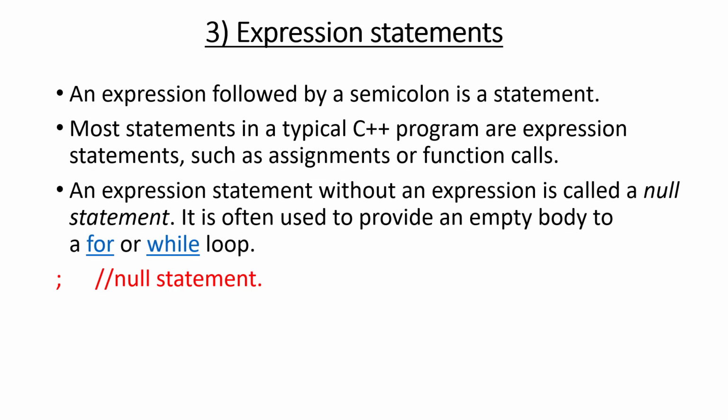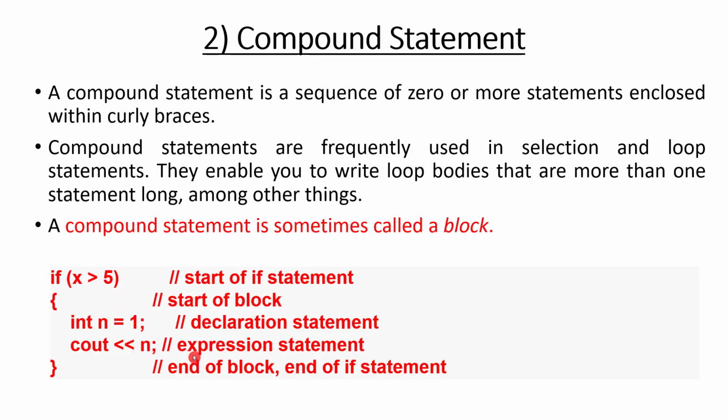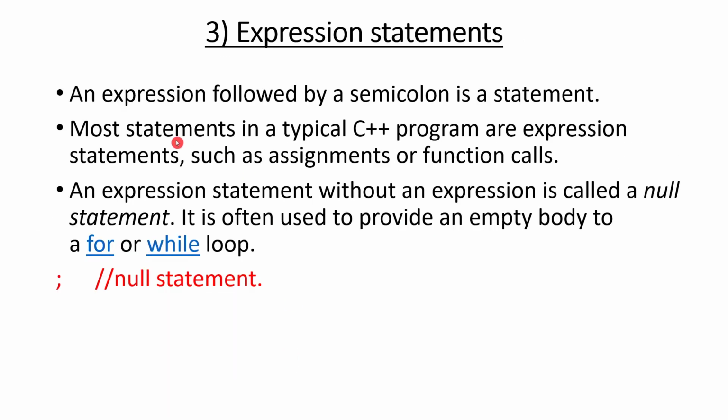Next, we have the expression statement. We have seen what an expression statement is. An expression followed by a semicolon is a statement. Most statements in a typical C++ program are expression statements, such as assignments or function calls. An expression statement without an expression is called a null statement. It is often used to provide an empty body to a for or while loop.